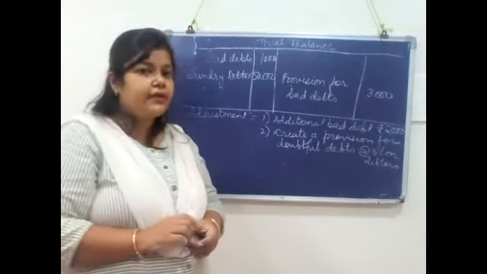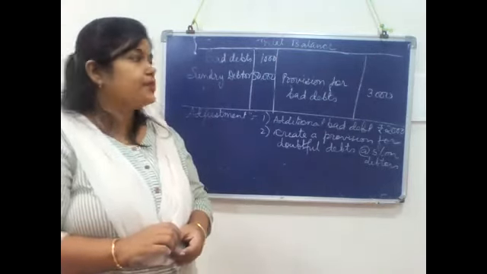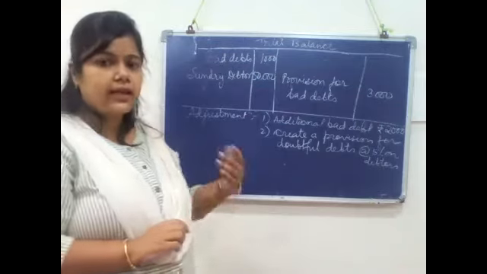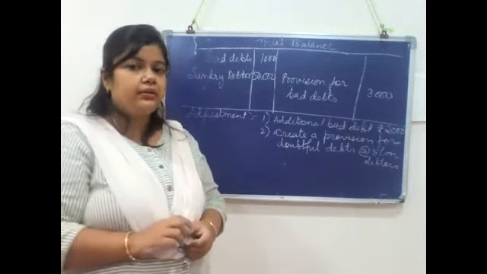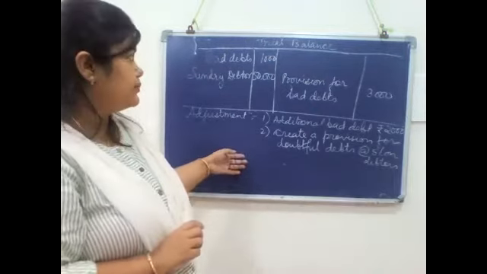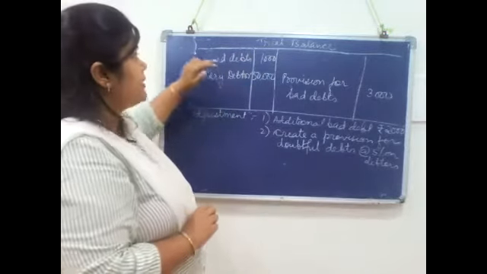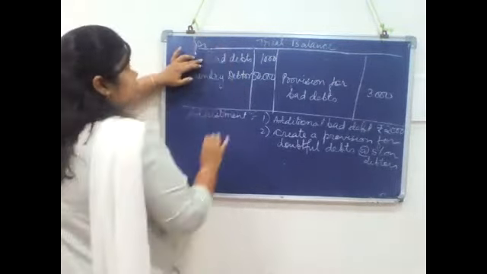The next and a very important item of adjustment is bad debts. So in the question, in the trial balance and in the additional information, the items that may appear relating to bad debts are, as I have already written, shown on this board. You see, in the trial balance, the maximum items that may appear are these three.